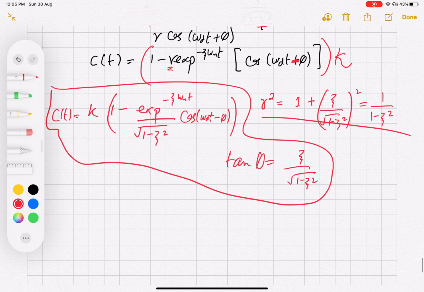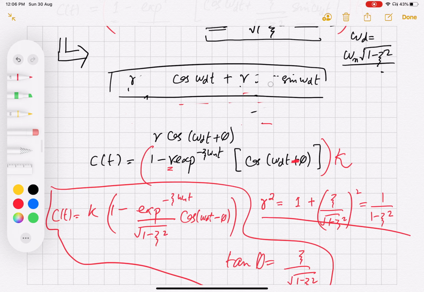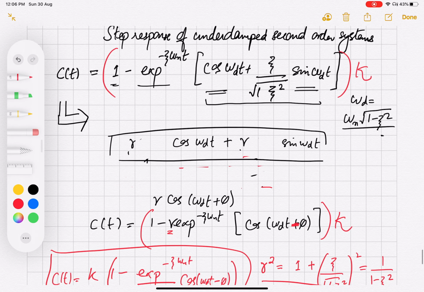You can also write this expression inside the bracket differently. Instead of writing it as cos A cos B plus sin A sin B, you can write this as sin A cos B plus cos A sin B. In that case, the substitution that you will make in the bracket is in terms of sin phi and cos phi.